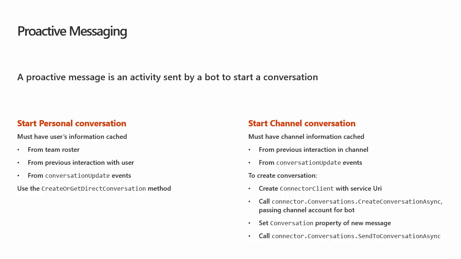Starting a channel conversation requires you to have the channel information cached, right? And so in order to have that information, again, you would be caching information from a previous interaction or in a conversation update event, such as when the bot is added. You can then call the create conversation method to create that conversation, right? It is worth noting that Microsoft Graph has the ability to interact with conversations as well, and that information can be found in a different module.